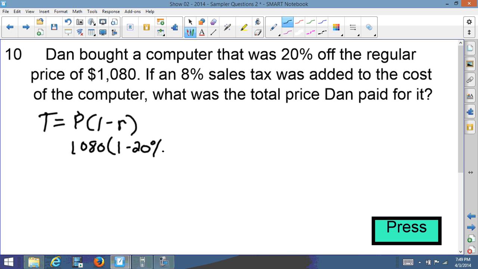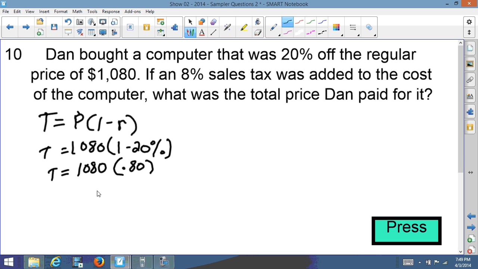Now, this is one way to get the total cost. Another way to get the total cost, instead of saying 20% off, because 1 minus 20% will give you 0.80, or 0.8, or 80%, and then we would multiply that by 1,080. So this is another way of getting your total.